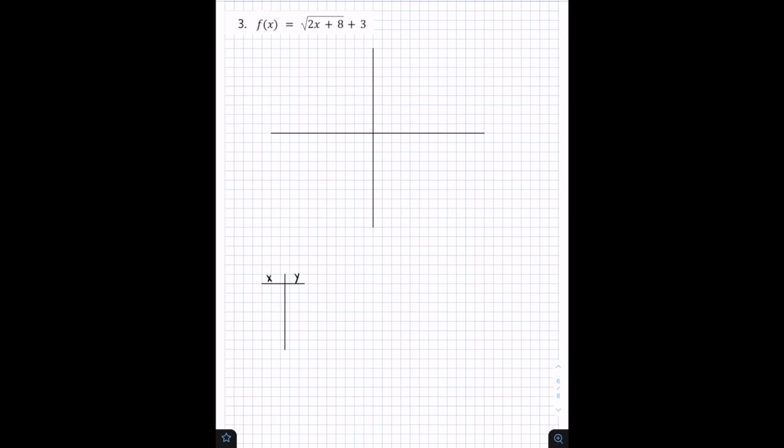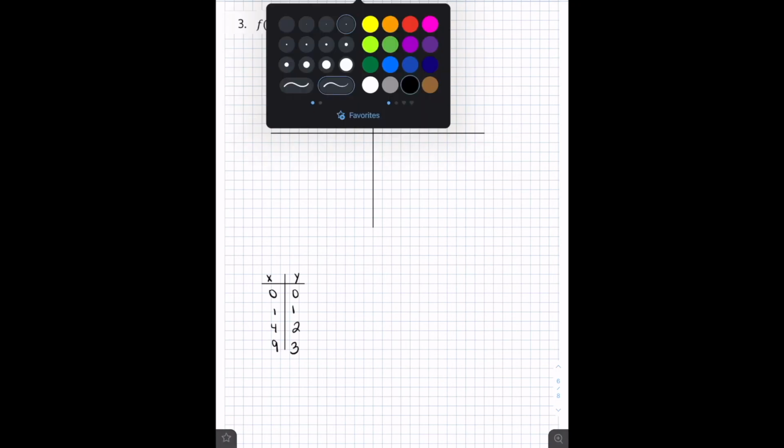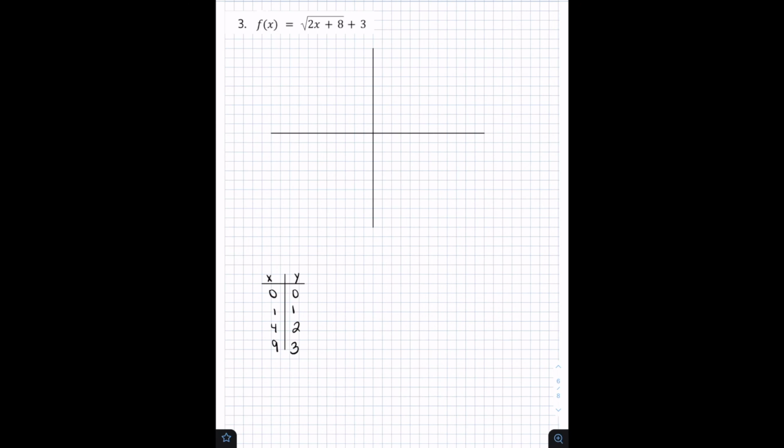So let's start just by putting down our parent function points. It's always the first step. Alright, then we gotta pay attention to our transformations and what order they go in. So we have a 2x plus 8 under the radical. It's extremely important that you go in the right order, otherwise your transformations would be incorrect and your graph would be incorrect.